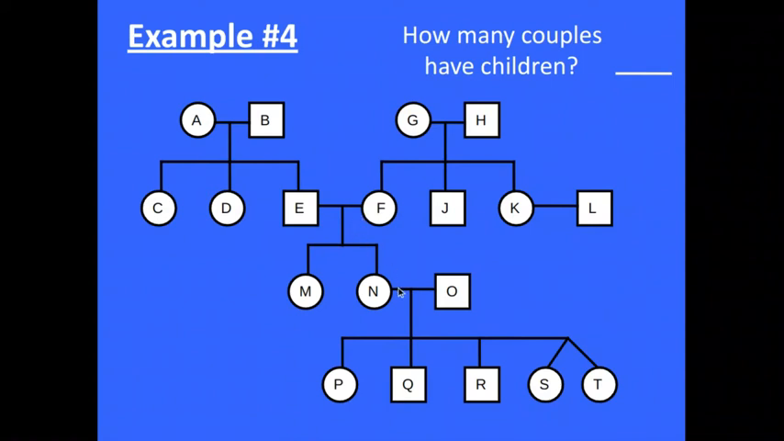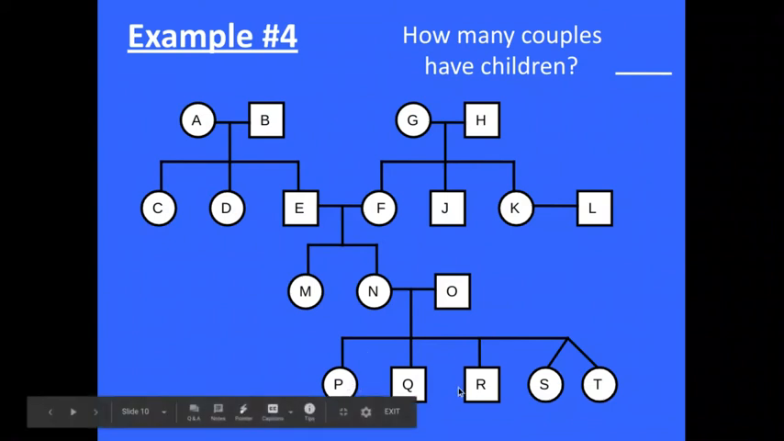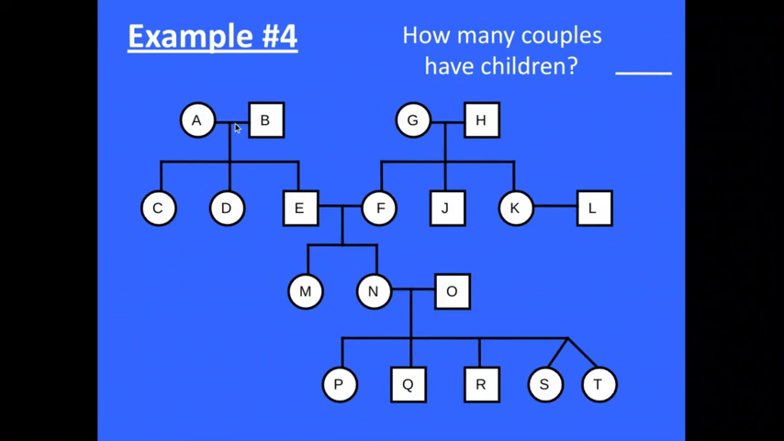The next generation, N and O had, well, how many children did they have? They had five. Now, some of you are wondering what this line is over here. I'll get to that in a minute. So how many couples had children? One, two, three, four. Four couples had children in this pedigree.